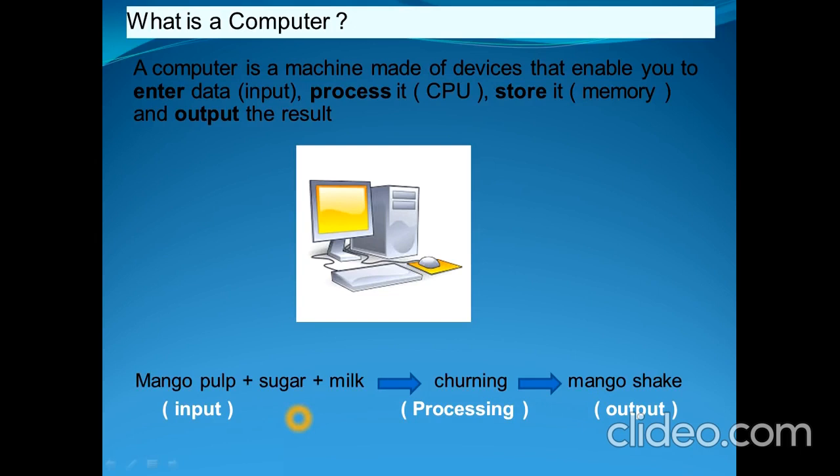For example, if you want to make a mango shake, you need mango pulp, sugar, milk, then a churning machine or mixer which will basically output the mango shake. In this case, mango pulp, sugar and milk act like an input for a computer, and the churning machine will act as a processing device, and the mango shake is basically the output in terms of computer.